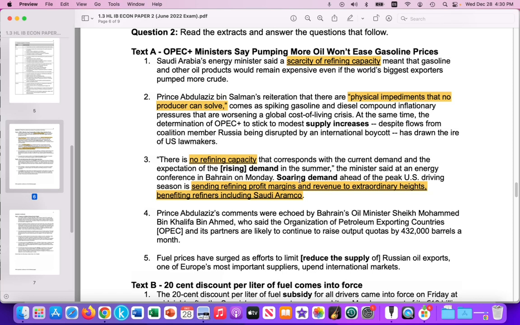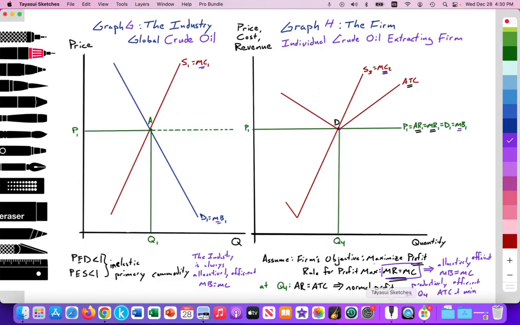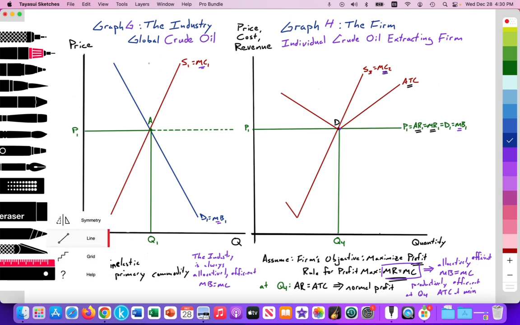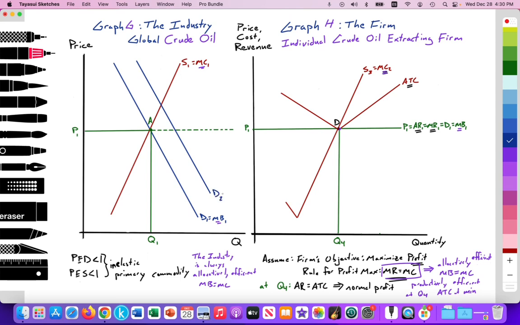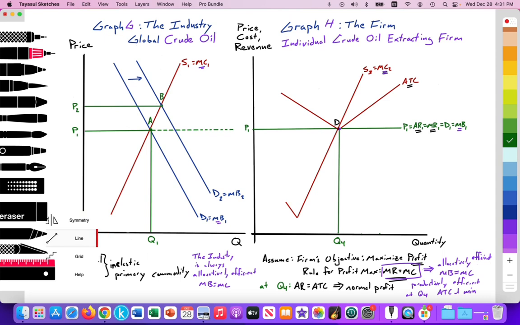So let's use that example of the expectation of rising demand, that commodity traders trading in crude oil expect demand to rise as we enter the summer months and exit the pandemic, and that's going to drive demand out from D1 to D2. All right, so here we have the expectation of rising demand, commodity traders buying more crude oil futures, demand shifts out, MB1 to MB2, or demand 1 to demand 2. So demand shifts out. All right, it sets a new equilibrium here at point B. So that raises price in the global market from P1 to P2. Increases the quantity supplied along the supply curve from point A to point B. Quantity supplied increases from Q1 to Q2 along with the quantity of demand.